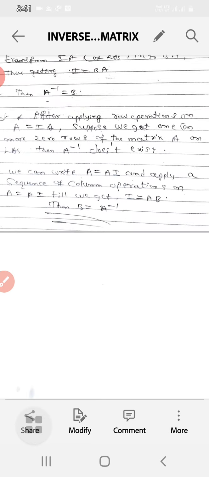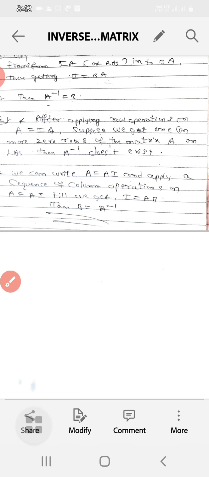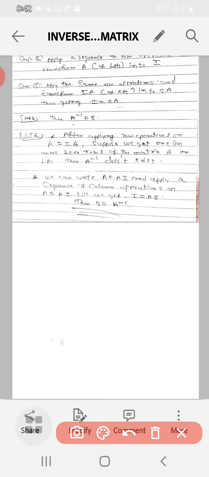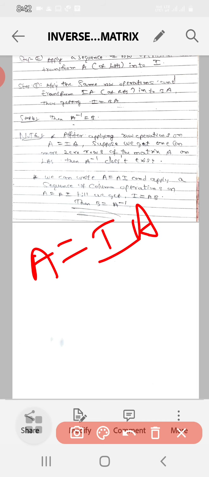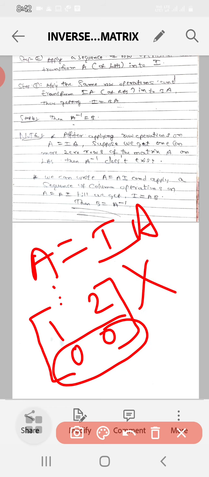Suppose in this process we get one or more 0 rows, then what is the conclusion? If we get one or more 0 rows, then inverse does not exist. For example, we write A is equal to IA. So we continue to reduce this by applying a sequence of row operations. Suppose on the LHS, if I get, say, like this, second row contains all the elements zeros. So here inverse does not exist in such cases.